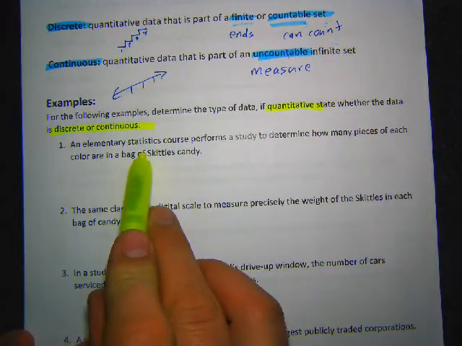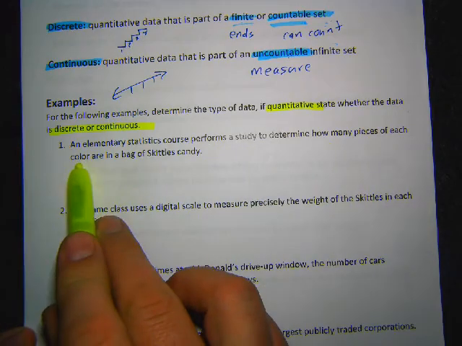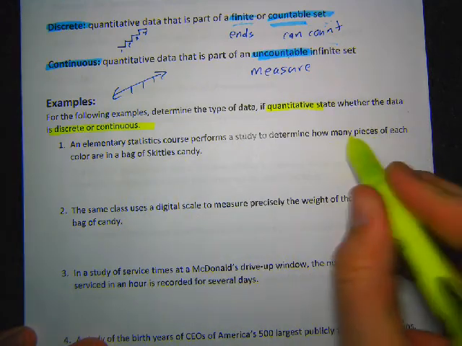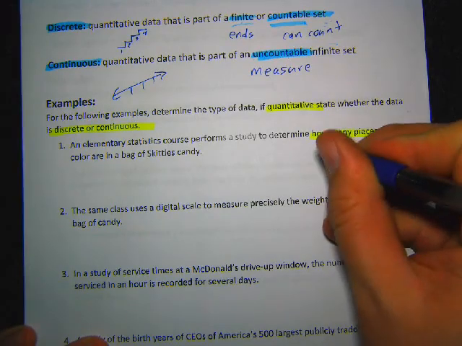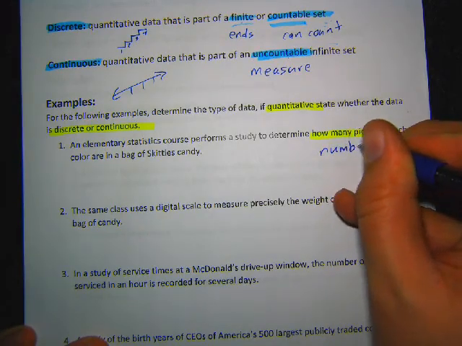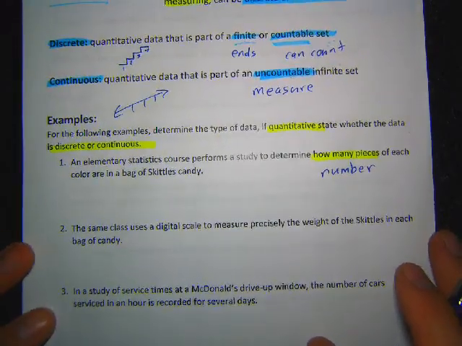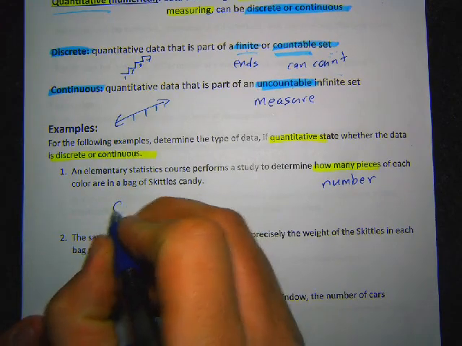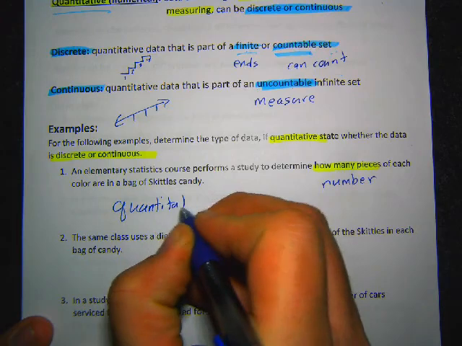Okay, an elementary statistics course performs a study to determine how many pieces of color are in each bag of Skittles candy. So we look at the number of pieces. So how many pieces? Well, that is a number. This is definitely a number here, and we're counting this number. So this is a quantitative value. It's not just a label. The colors are labels, but we're counting how many of each piece. So this is going to be quantitative because we are sitting there and counting the different colors.